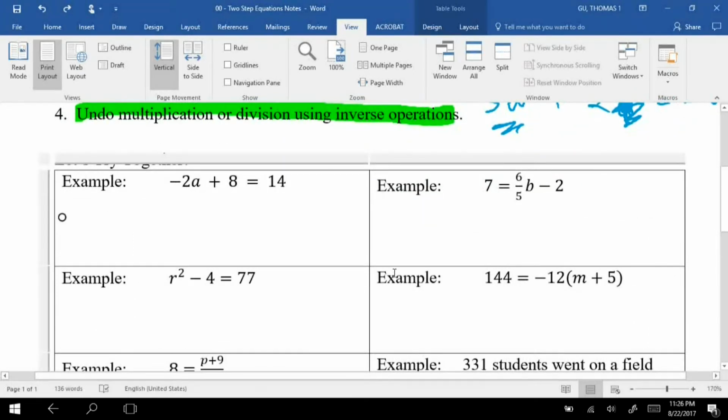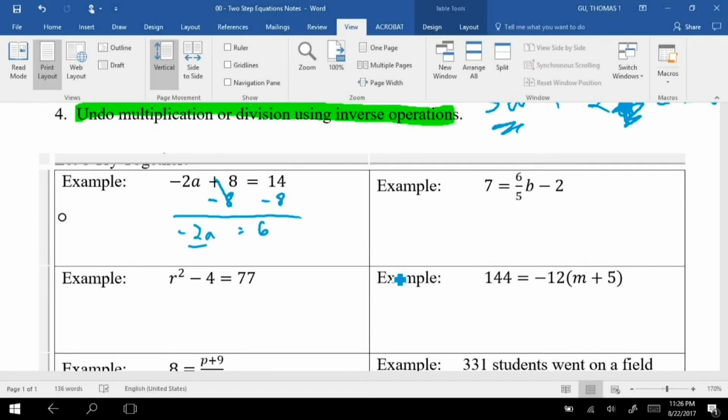Let's try this together now. First example, negative 2a plus 8 equals 14. So what do we got to do? We got to isolate the variable. We got to get all the A's onto one side. So first, we're going to subtract 8 because that's the inverse operation of addition. Subtract 8, subtract 8. 8 minus 8, 0. Boom, that's gone. Now we got negative 2a equals, what's 14 minus 8? That's 6.